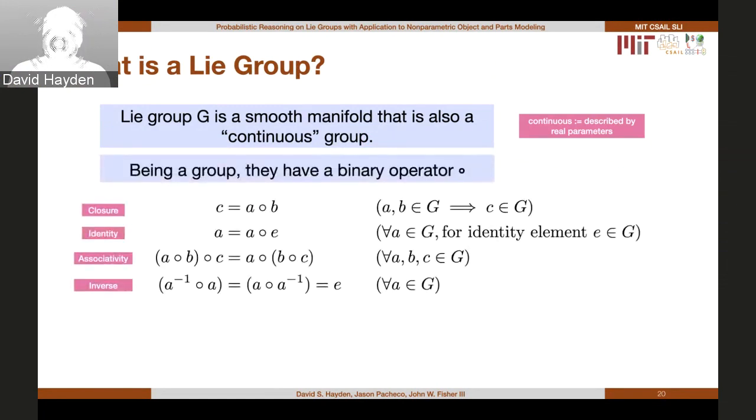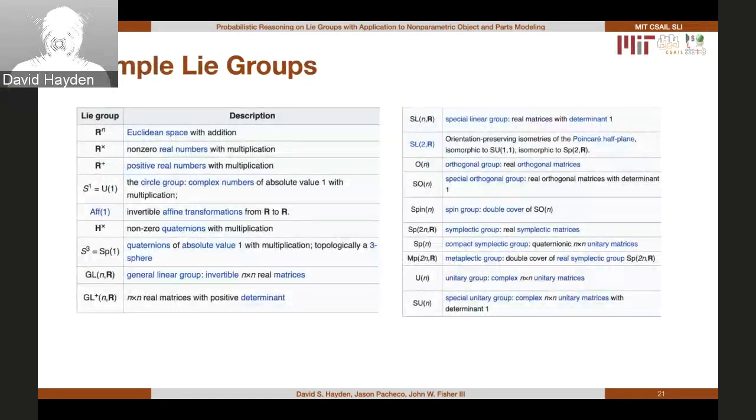Being a group, there's some binary operator that satisfies closure, identity, associativity, and the existence of an inverse. There's a whole bunch of Lie groups out there, but the one that we care about is the general linear group. Elements of this manifold, this Lie group, can be represented as n by n invertible matrices with real entries.